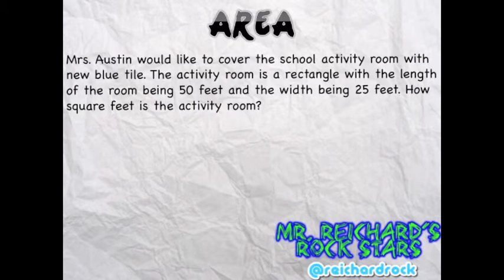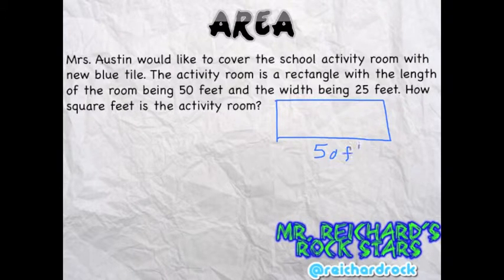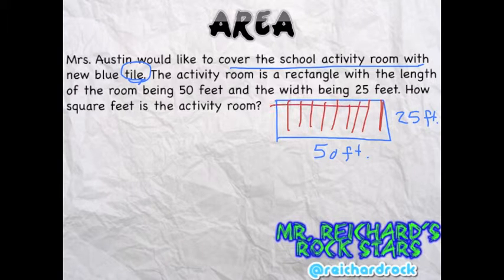Mrs. Austin, read along with me, guys, as I read. Mrs. Austin would like to cover the school activity room with new blue tile. The activity room is a rectangle with the length of the room being 50 feet and the width being 25 feet. How many square feet is the activity room? The first thing I'm going to do is draw that rectangle. Here's my rectangle. The length is 50 feet and the width is 25 feet. And because I saw blue tile to cover the activity room, I'm not going around the outside here. So I'm trying to figure out how many square units would cover that activity room floor.